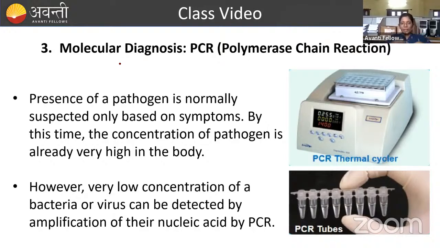We have to make multiple copies of it so that if one piece is being missed or wasted, then we can use another piece. Okay. So polymerase chain reaction, same thing is going to work. You can see the PCR tubes over here. There are PCR tubes.